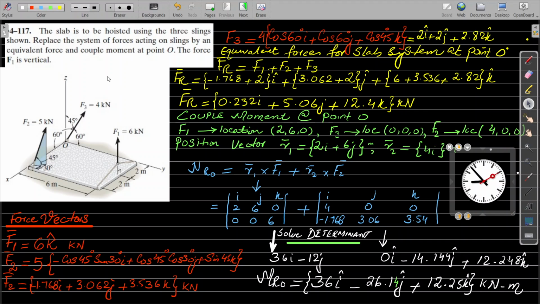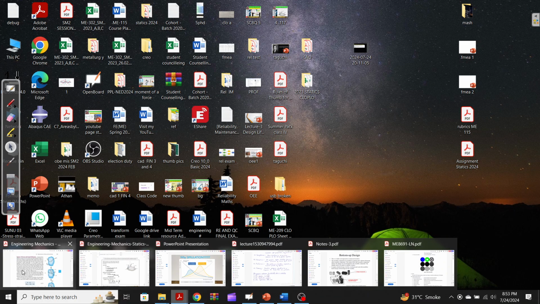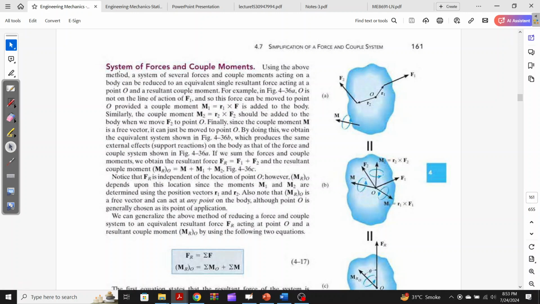The problem at hand is related to the concept of system of forces and couple moments. Okay, system of forces and couple moments: it is a system in which we have forces acting and couple moments acting. It can also be individual forces acting in such a way that they make some angles, direction cosines, with different axes to create couple moments.